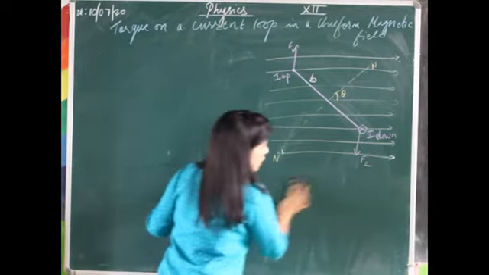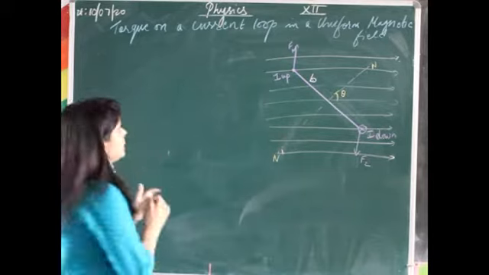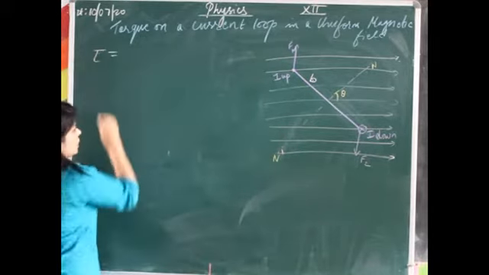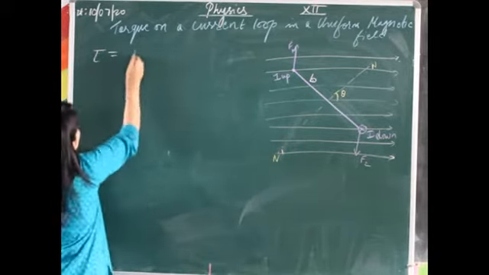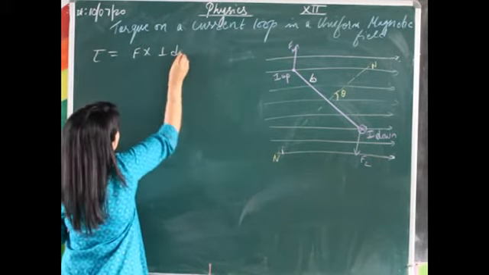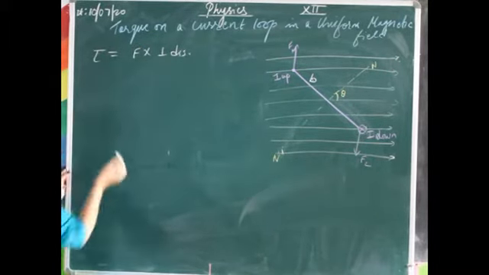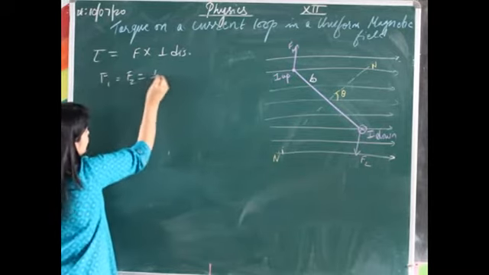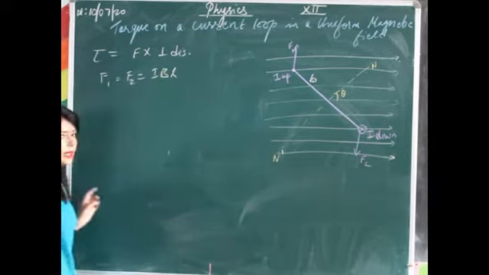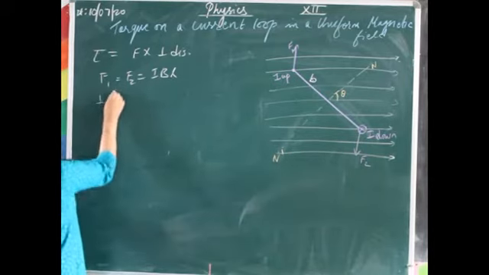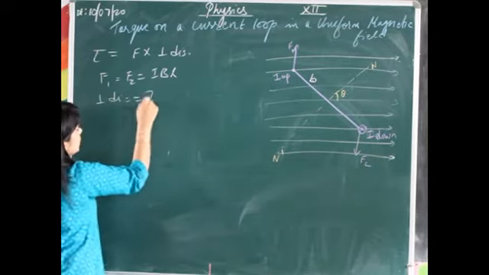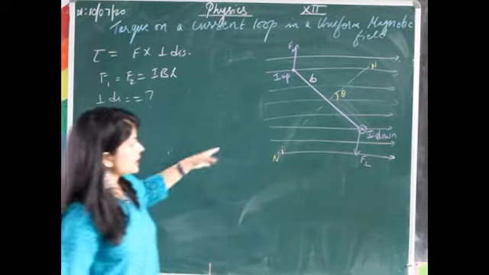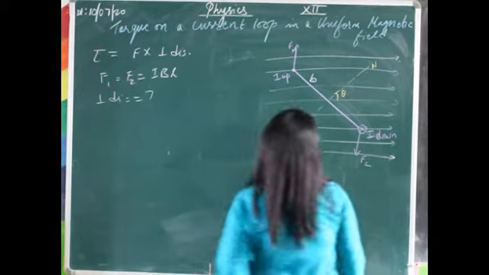Now, what we are going to find is the torque. Torque is force multiplied by perpendicular distance. Force we have already found out: F1 is equal to F2, both are equal, that is IBL. Now what you have to find is the perpendicular distance. So from this diagram, what will be the perpendicular distance?